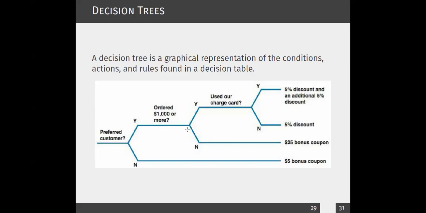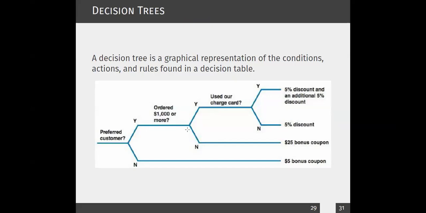Now, one of the problems in the previous one, you can see that we have 3 conditions. We have to have preferred customer, ordered 1,000 and more, use charge card, right? And you can see there are 8 possible combinations.